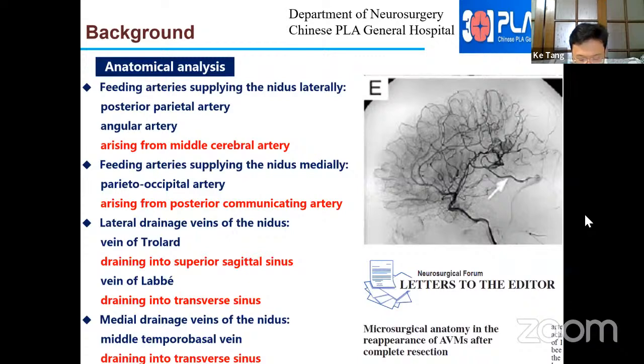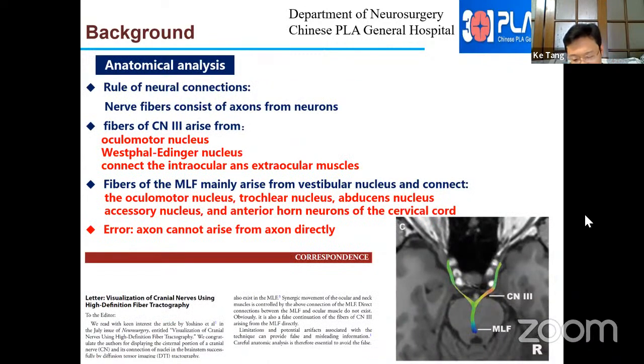We believe that microsurgical anatomy plays a dominant role in every AVM recurrence. Preoperative and intraoperative anatomical analysis is important for the complete resection of AVM and prevention of the recurrence. Anatomic identification on the imaging is another key point.